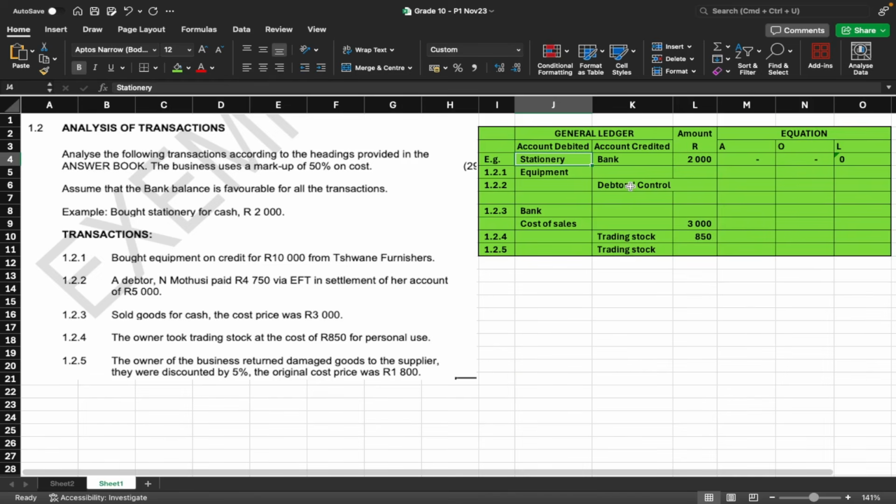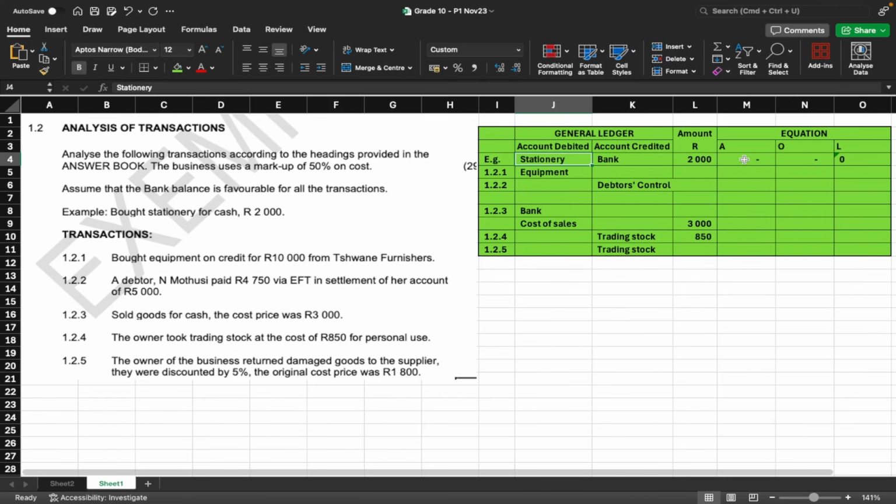Okay, so we just copied what is in the answer book and put it here in Excel so that you can see what was already provided, and then we will be able to answer the rest of the questions, from 1.2.1 to 1.2.5. Okay, so they gave you an example here. Bought stationery for cash 2,000 Rand, and they said account debited, that is stationery, account credited bank, the amount is 2,000 Rand as we're given.